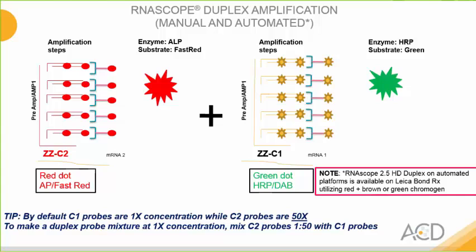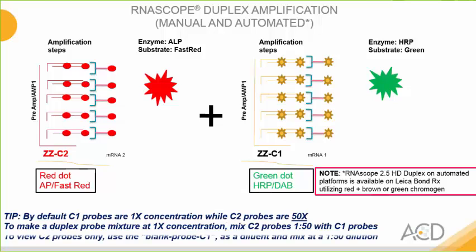By default, the C1 probe is provided as 1x ready to use, and the C2 probe is provided as 50x. So for the hybridization step, you make a mixture of the C1 and C2 probes and apply it on your sample. You can do so by diluting the C2 probe 1:50 with the C1 probe. It's also possible to use the C2 probe alone. In that case, you just dilute the C2 1:50 with the probe diluent.